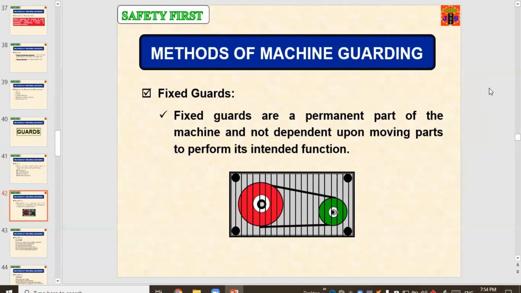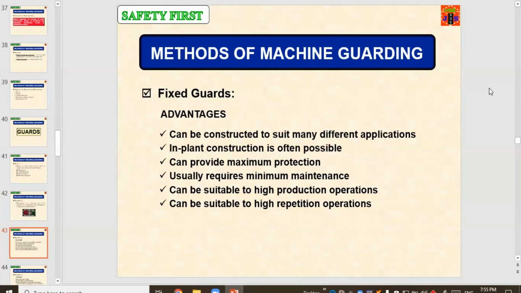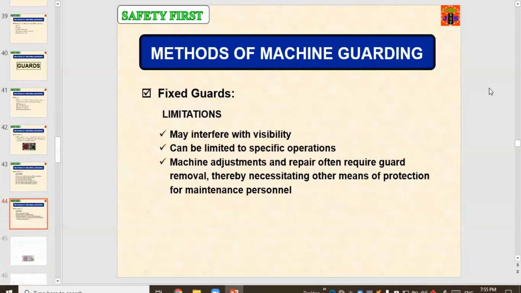In the diagram, you can easily understand and identify what a fixed guard can be. Let us discuss the advantages of fixed guards. Fixed guards can be constructed to suit many different applications. In-plant construction is often possible, they can provide maximum protection, usually require minimum maintenance, and can be suitable to high production operations and high repetition operations. These are the advantages of fixed guards.